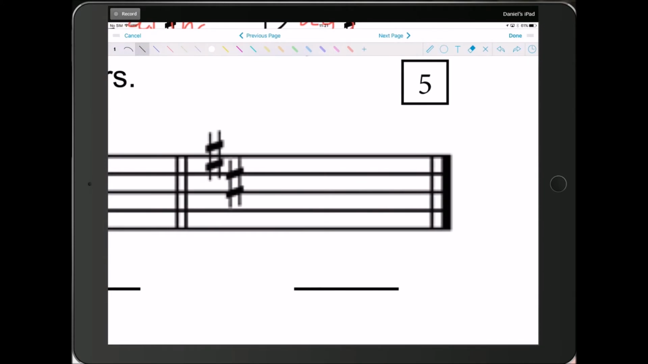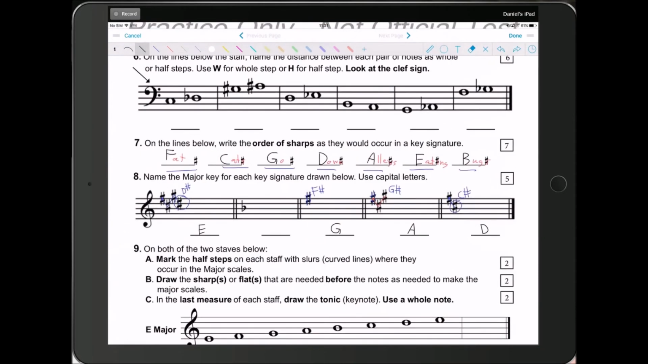Now here, we only have 2 sharps, so what is the very last sharp? Well, we start with F, fat, cats. This is C sharp. Now we take C sharp, we go up 1 half step to the very next letter name, up a half step from C sharp is D. C sharp steps up to D. And those are all the sharp keys.